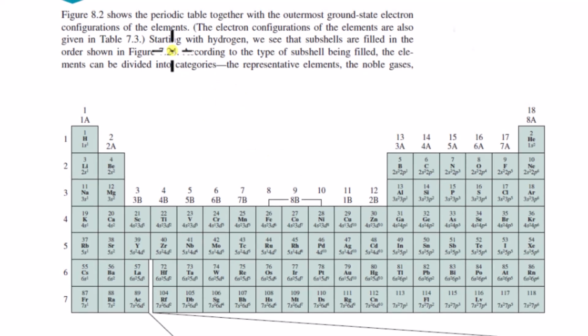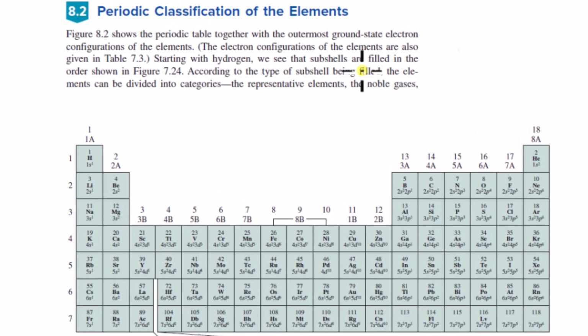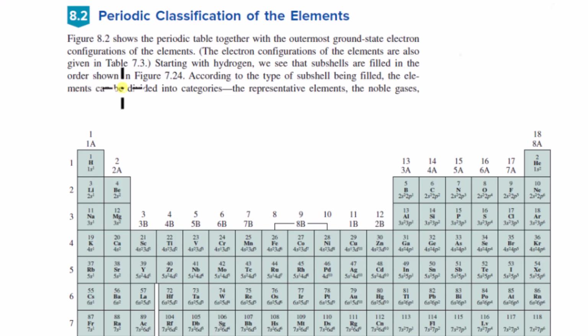Okay, now it said, starting with hydrogen, we see that subshells are filled in the order shown in that diagonal chart, but yeah, we talked about that in detail. Yeah, in general, you're going to follow that diagonal chart order, but there's exceptions you have to deal with, in particular in relation to the d orbitals and the f orbitals. But we talked about those exceptions.